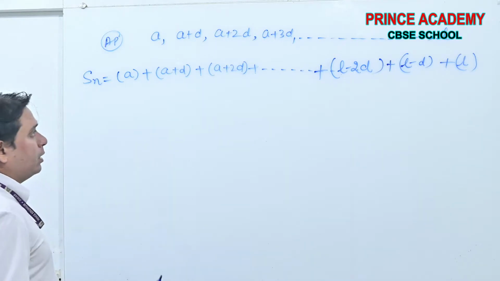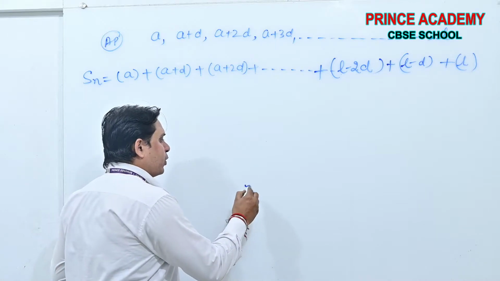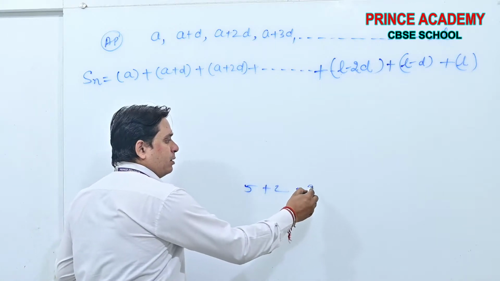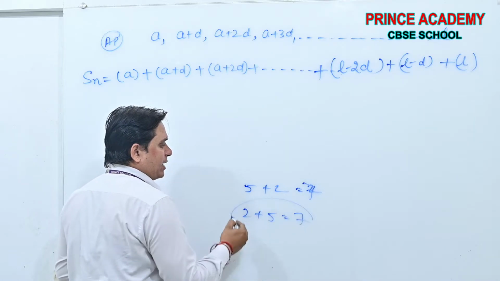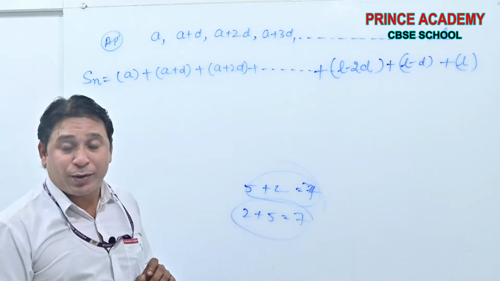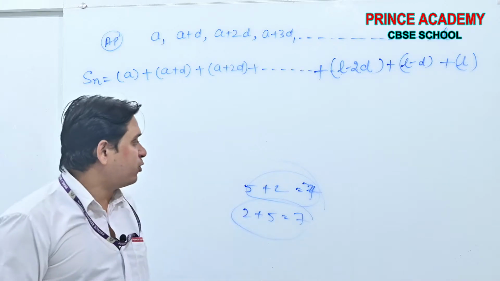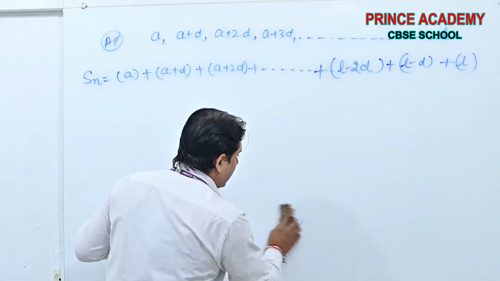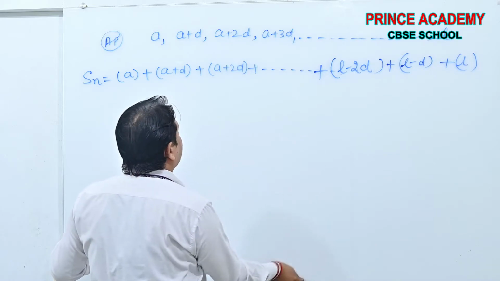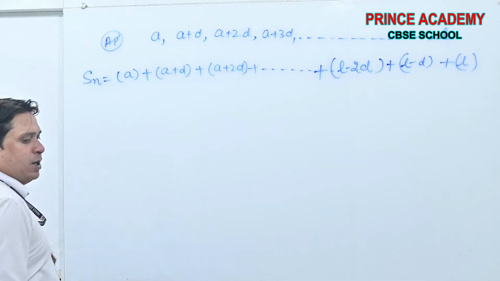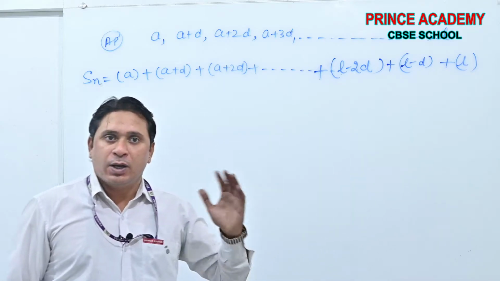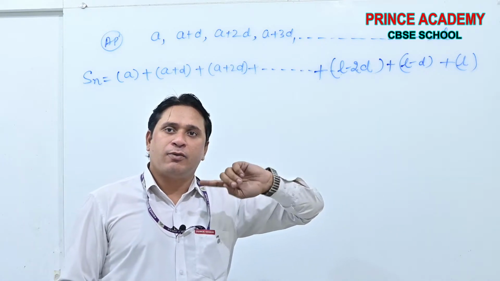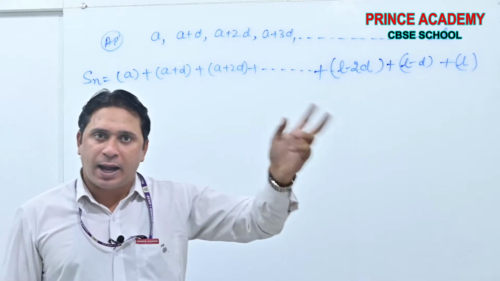Okay, then see. Now see beta, 5 plus 2 is 7. And 2 plus 5 is also 7, yes or no? What does it mean? It means we can reverse this. We can change the position of the adding elements.